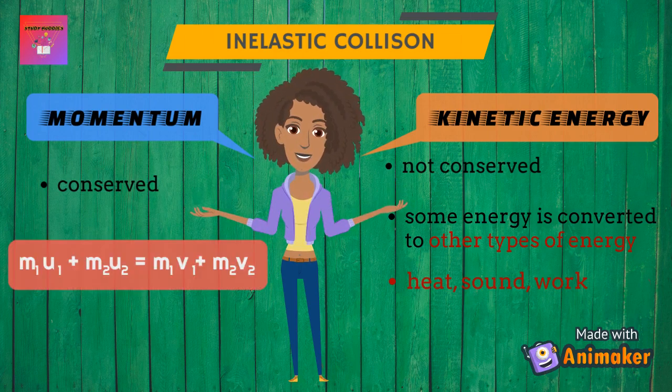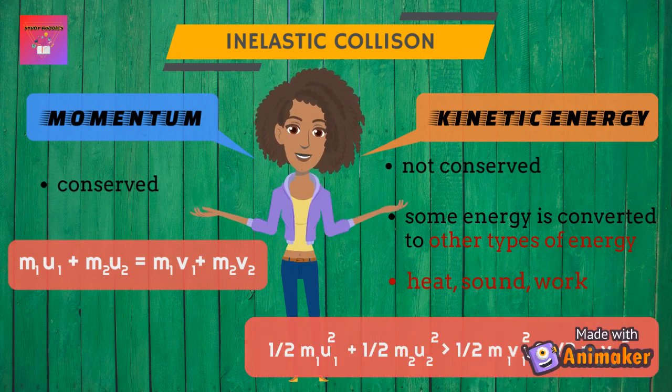The equation of momentum is similar to elastic collision as momentum is conserved in both collisions. As for kinetic energy, the equation is half m1u1 square plus half m2u2 square is greater than half m1v1 square plus half m2v2 square. As mentioned just now, the kinetic energy before collision is greater than the kinetic energy after collision due to the transformation of energy.